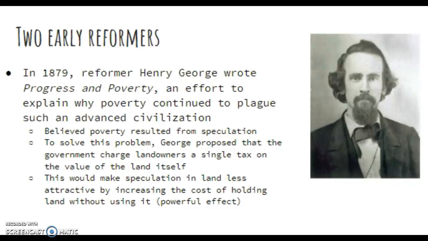To solve this problem, George proposed that the government charge landowners a single tax on the value of the land itself. This would make speculation in land less attractive by increasing the cost of holding land without using it. And it actually had a very powerful effect.